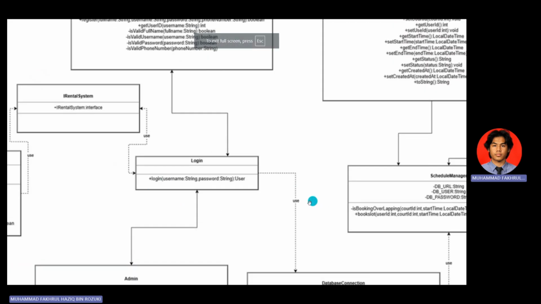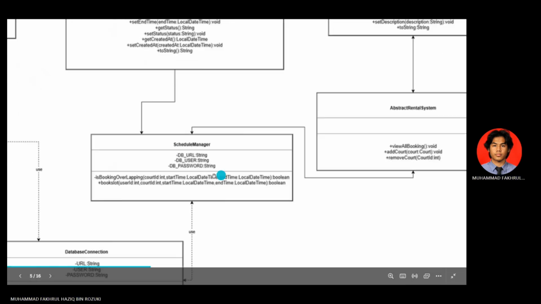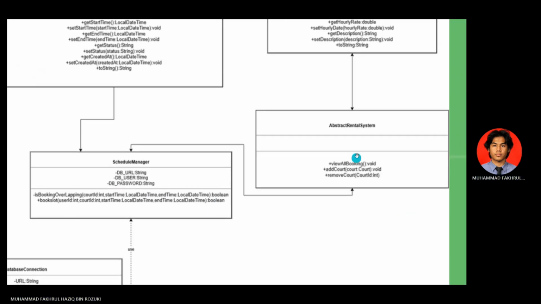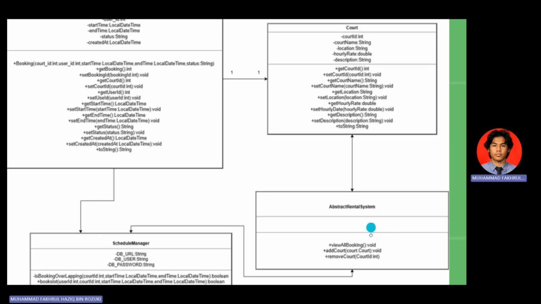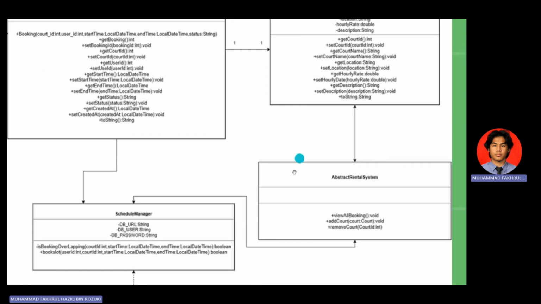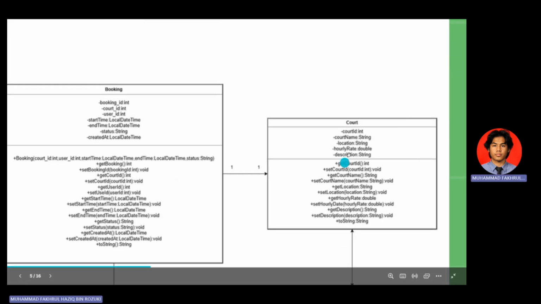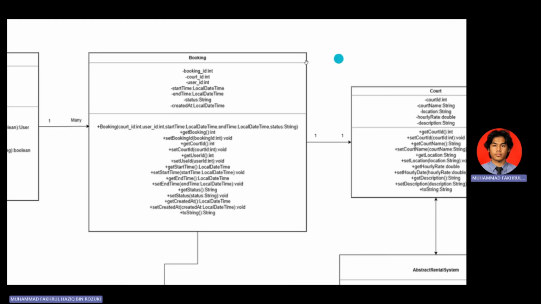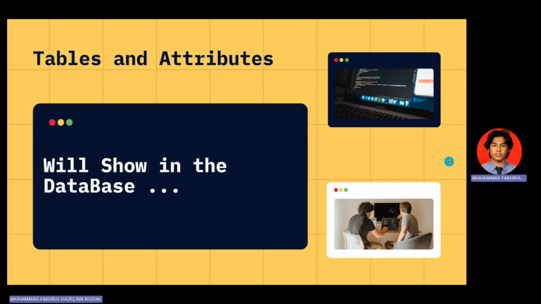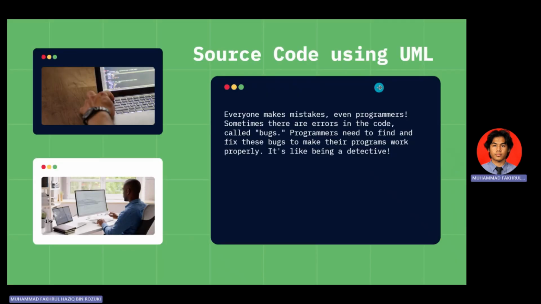So login also carries the function of login, username, string, password, string, user. iRental system is just the interface, so never mind. So for schedule manager, these are the methods and these are the operations. Same goes for abstract. Abstract is an abstraction method, so its function is to minimize all the methods and the operations. So that's why it looks like this. Same goes for booking, all the methods with all the operations. And I think that's pretty much of it for displaying the UML using our source code.